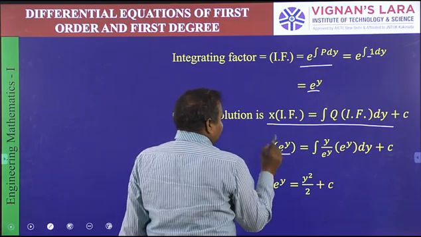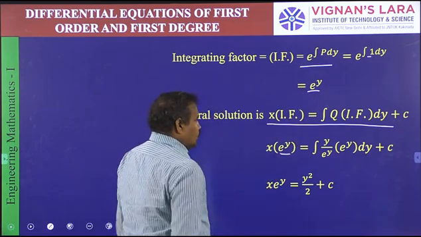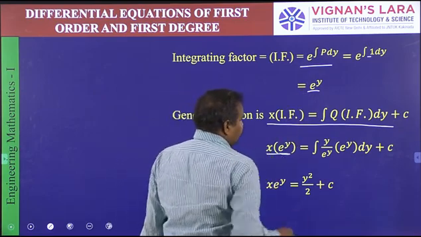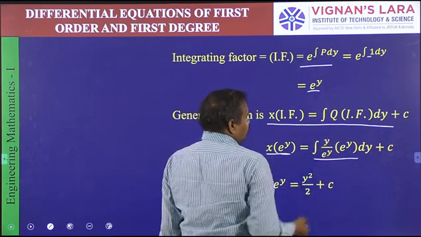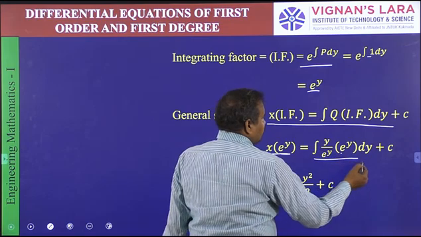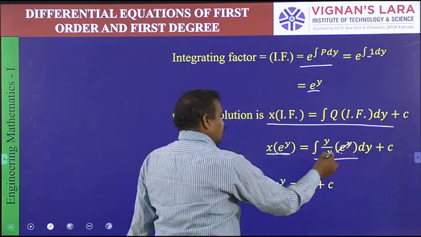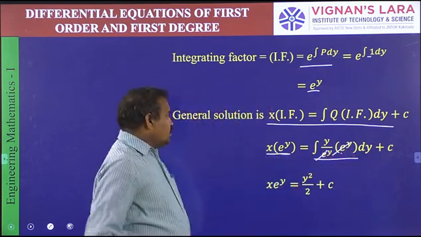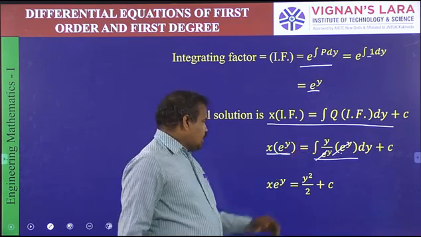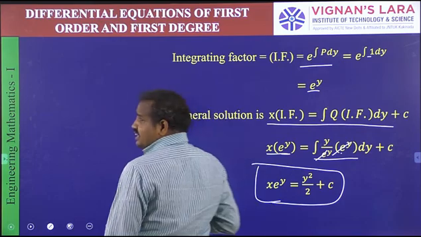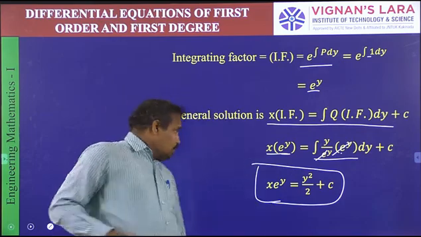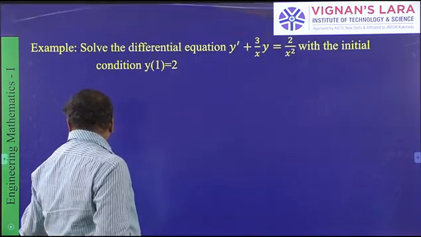X into integrating factor value, what did I get? E power y. X into e power y is equal to integral of q value y by e power y into integrating factor e power y dy plus c. E power y by e power y gets cancelled. Remaining is y. What is the integration of y? Y square by 2 plus constant. So it is linear in x form.